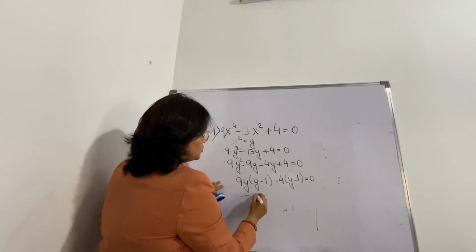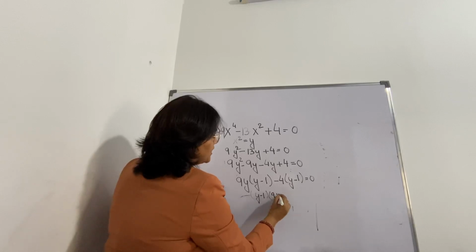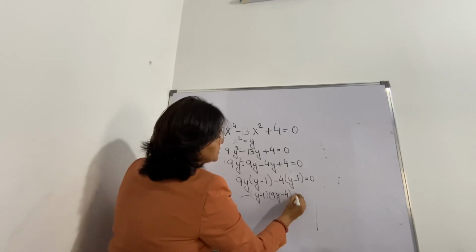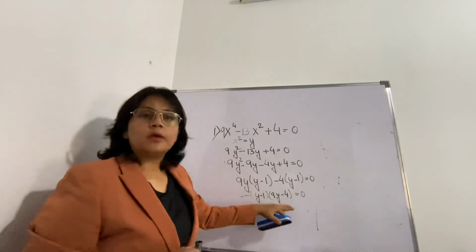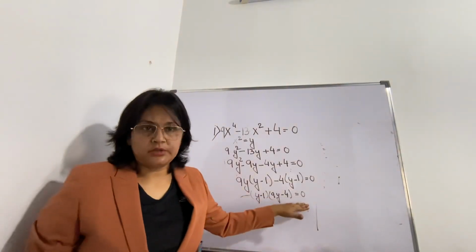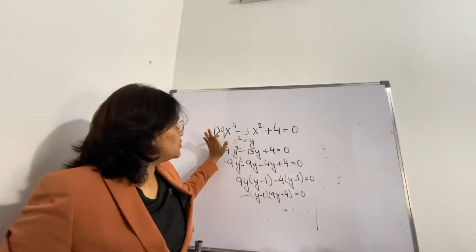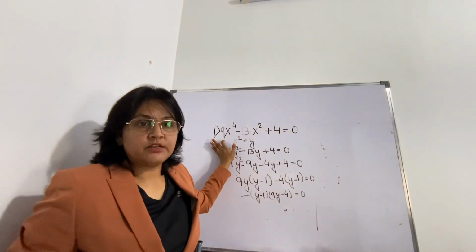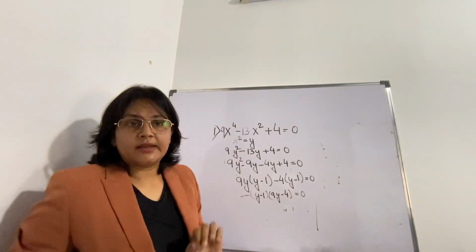Now we can write y minus 1 into 9y minus 4 is equal to 0, and we can get the value of y in this quadratic equation. Further, you know how to solve the quadratic equation. So we have understood how, with the constant also, we can substitute the value when we are making x squared is equal to y.